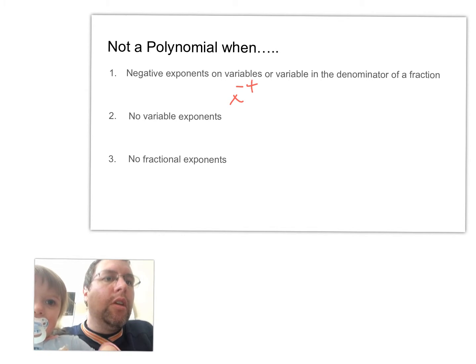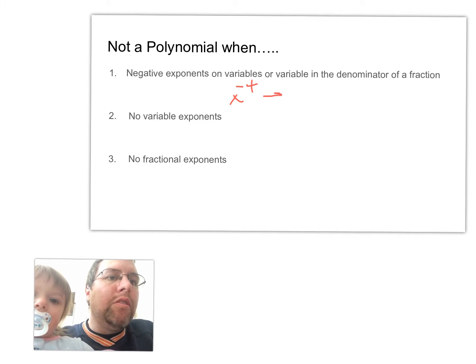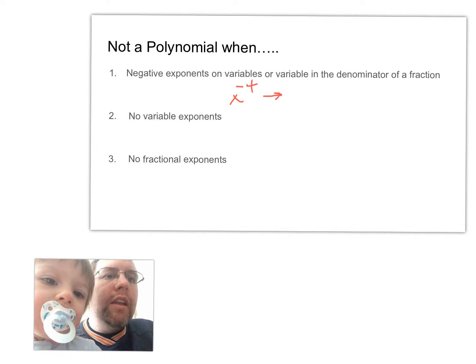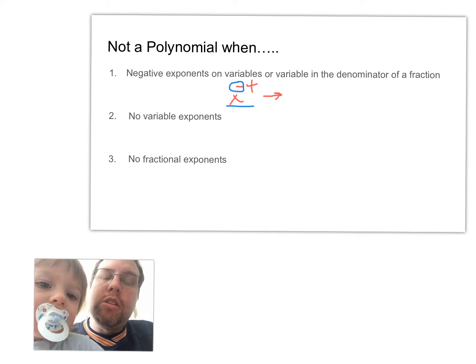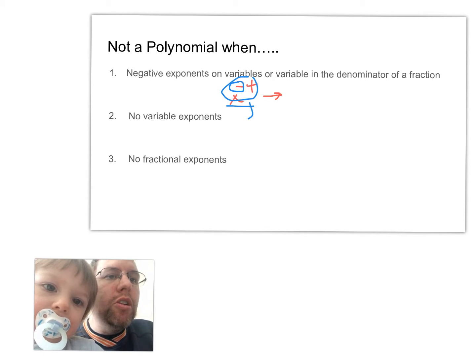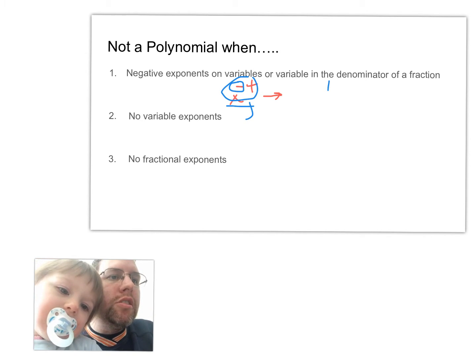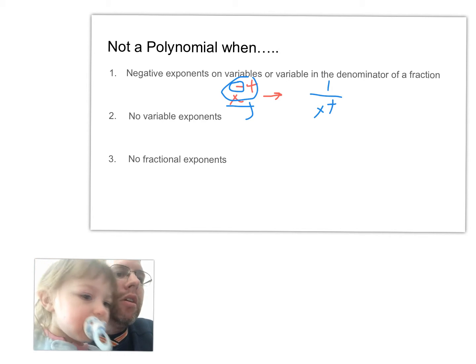-4th. Remember, we've talked about negative exponents: when you have a negative exponent, it indicates that the piece is in the wrong place at the wrong time doing something stupid. So we have to move it to the denominator. What this really says is 1 over x to the 4th.